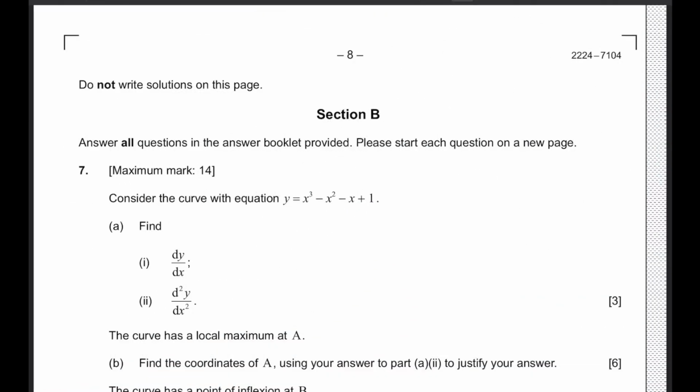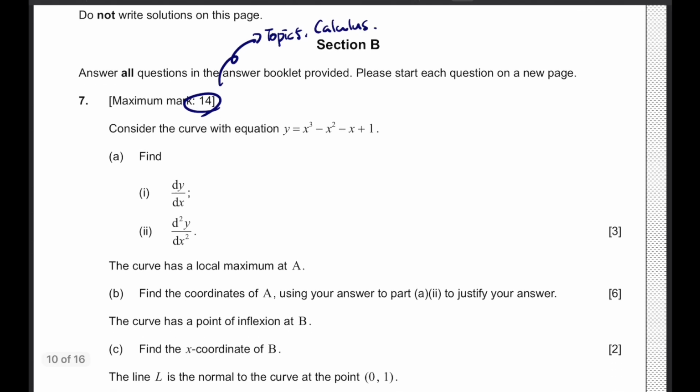Hi everyone, with this video we are going to go over question 7 of this section B. This question has a maximum mark of 14 points, and it is based on topic 5, the calculus section of your curriculum. So let's look at the question.